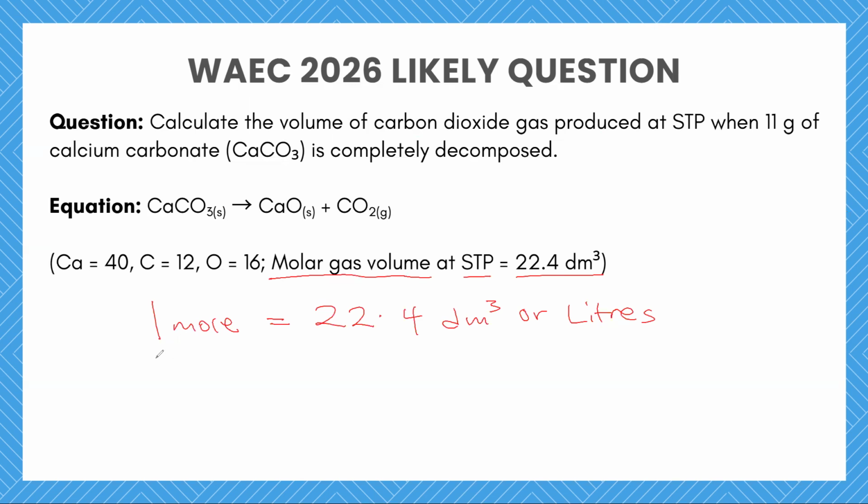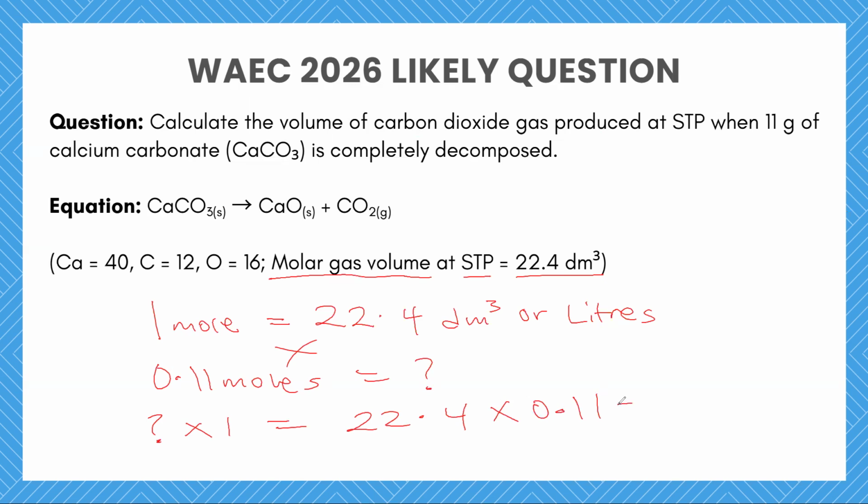So if 1 mole occupies 22.4 dm cube or 22.4 liters, the number of liters that 0.11 moles will occupy is unknown. So let's cross multiply. When we cross multiply, we have this question mark times 1 equal to 22.4 times 0.11. 22.4 times 0.11 gives us 2.464 liters or 2.464 dm cube. That is our final answer.